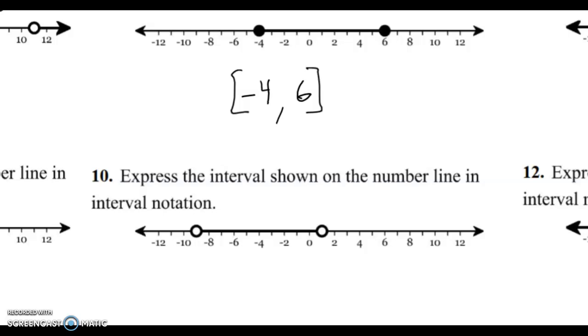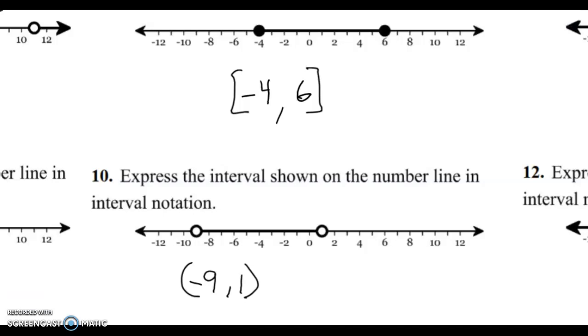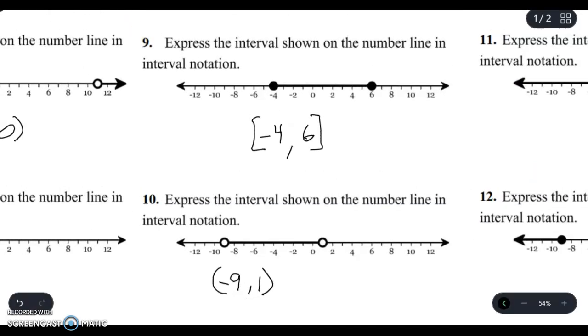All right, number 10 says express the interval shown on the number line in interval notation. We've got negative 9 here and we've got 1. Since they're open circles, we put parentheses. So that's one where they're going inward, where it's a compound.